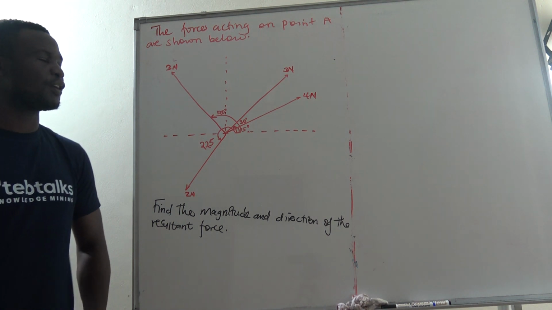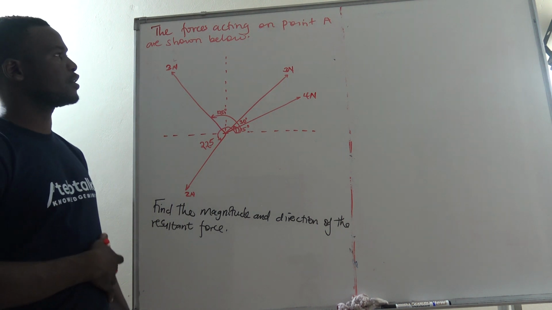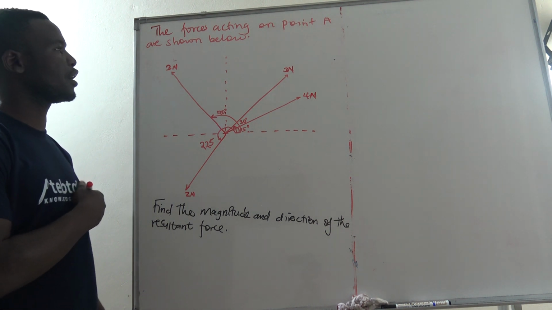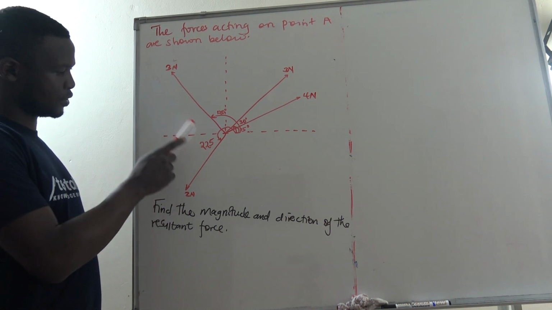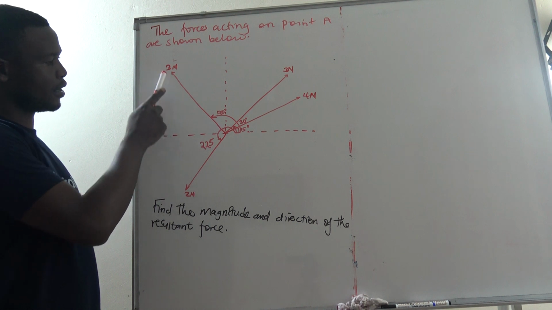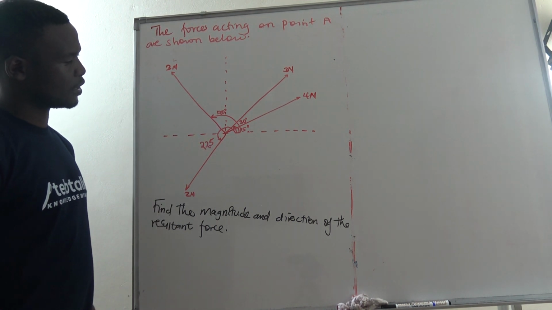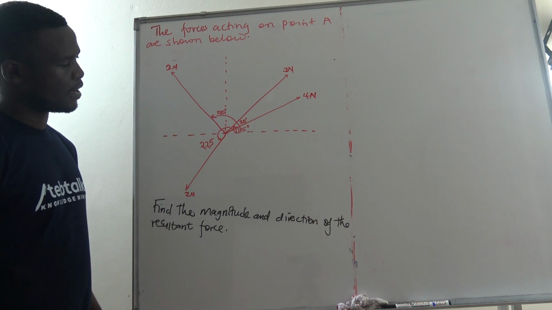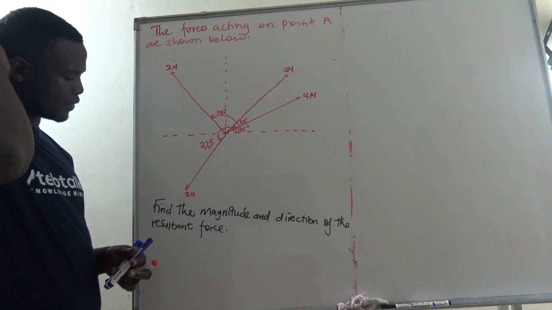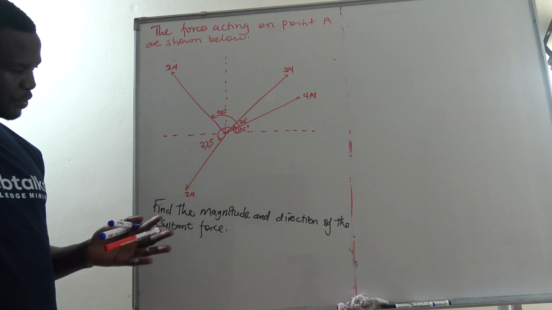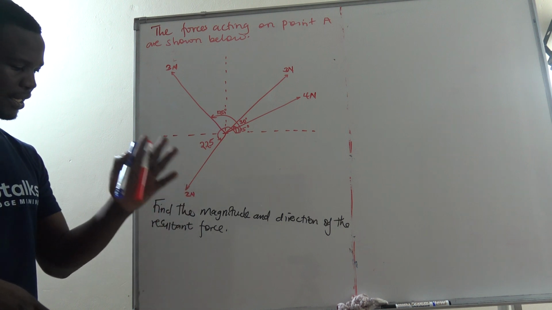We have a question here about resolution of forces, and the question says that the forces acting on a point A are shown below. So we can see a 2 Newton force acting at 225, a 3 Newton force acting at 120, a 3 Newton force at 30 degrees, and then a 4 Newton force at 15 degrees. Now, our question is that we should find the magnitude and direction of the resultant force.